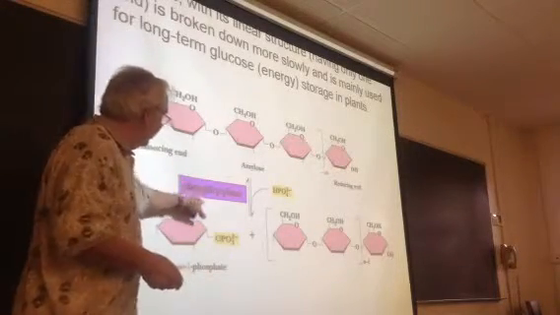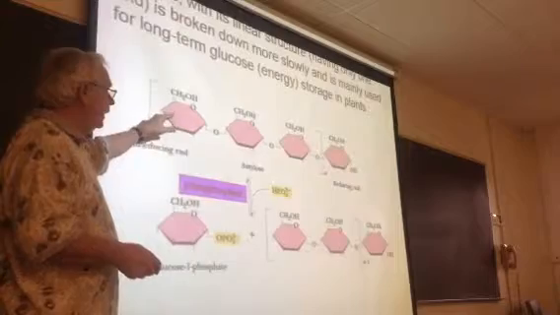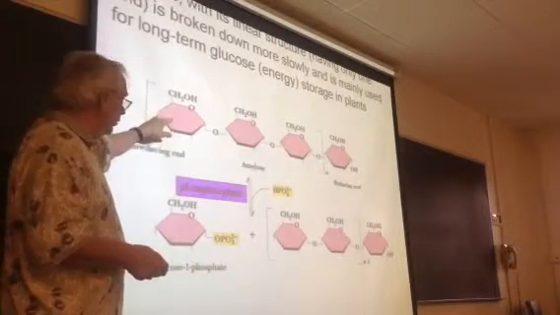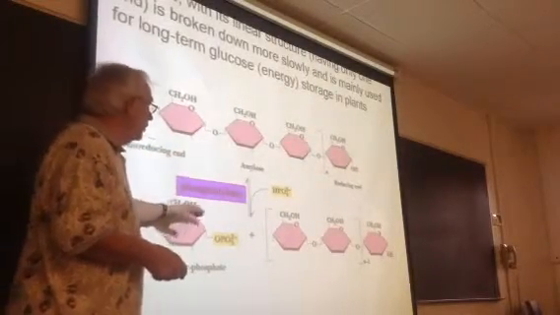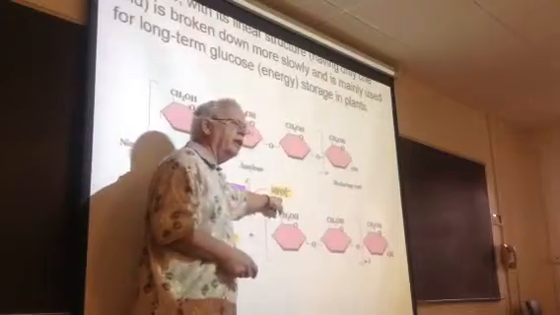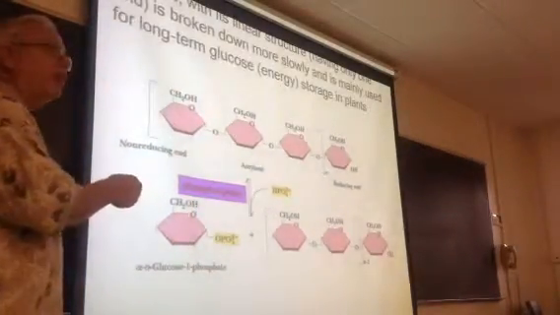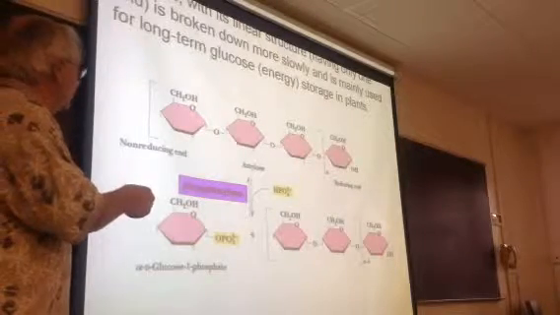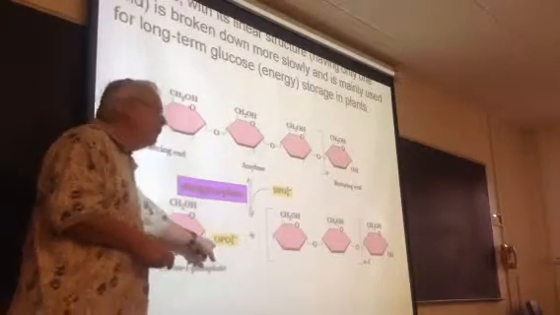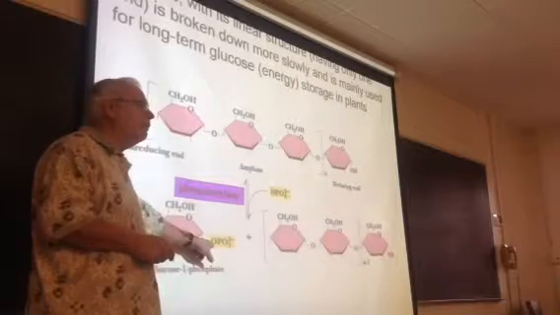We're getting a little bit ahead of the game, but if this was inside a muscle cell or a liver cell, it wouldn't hydrolyze it. Notice here we're adding phosphate. It does phosphorolysis instead of hydrolysis. It adds phosphate across here to give you a sugar phosphate.